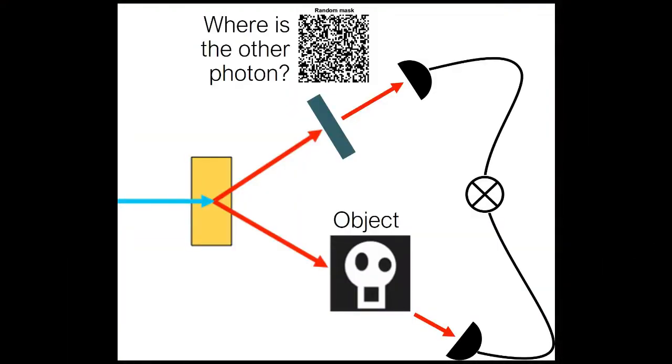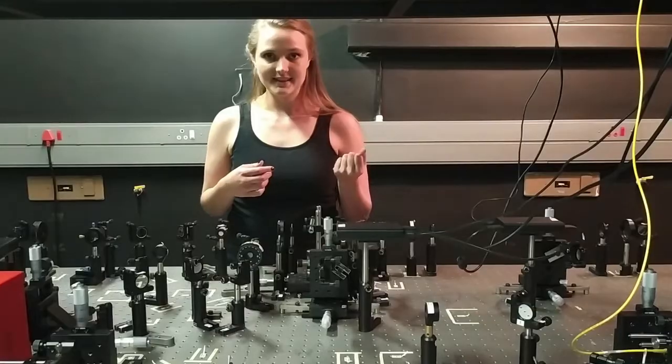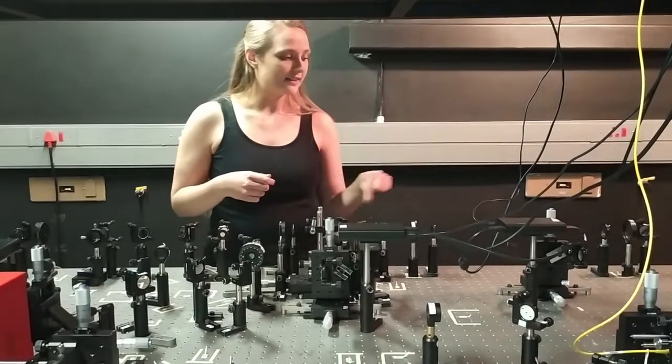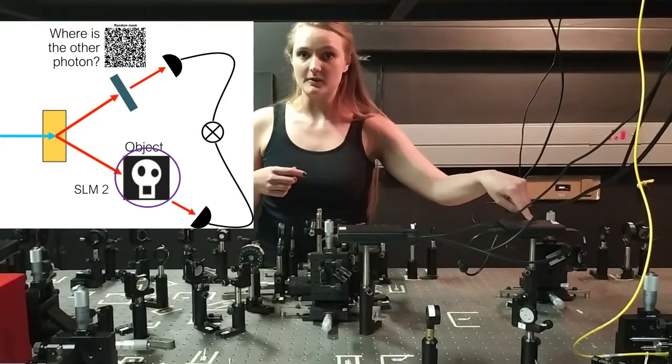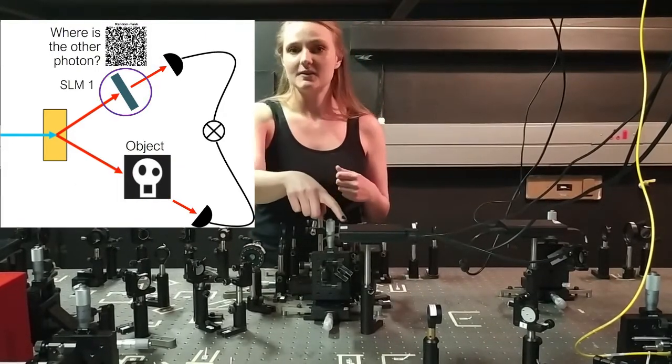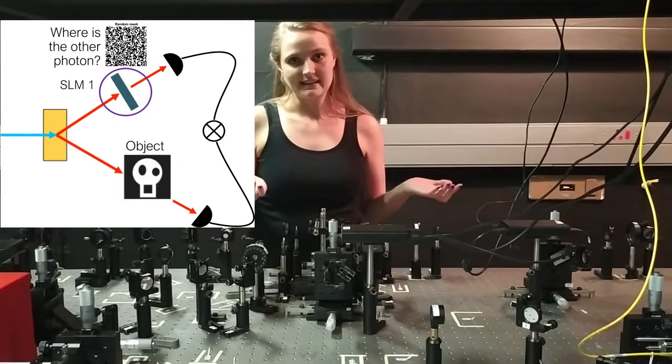For instance, here we can pass one of the entangled photons through an object and ask the other photon what object it is seeing. So we can take this photon and use the SLM to structure some type of object and then ask the other photon over here what it is seeing. By looking at the coincidences, we can build up an image of the object by taking many such measurements.